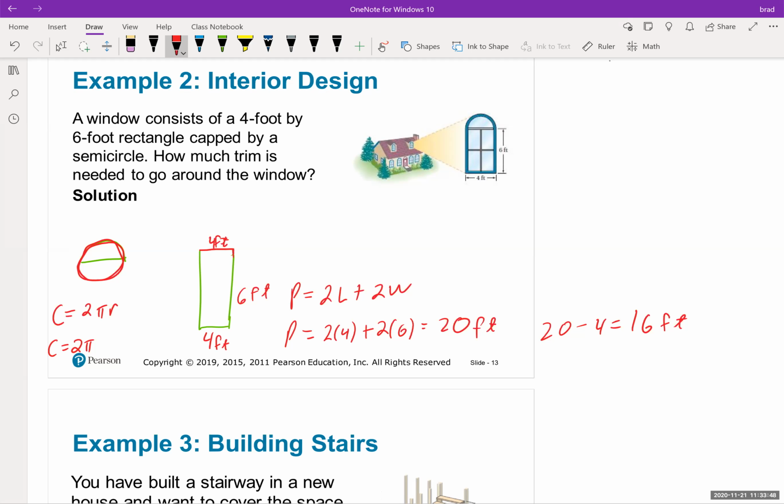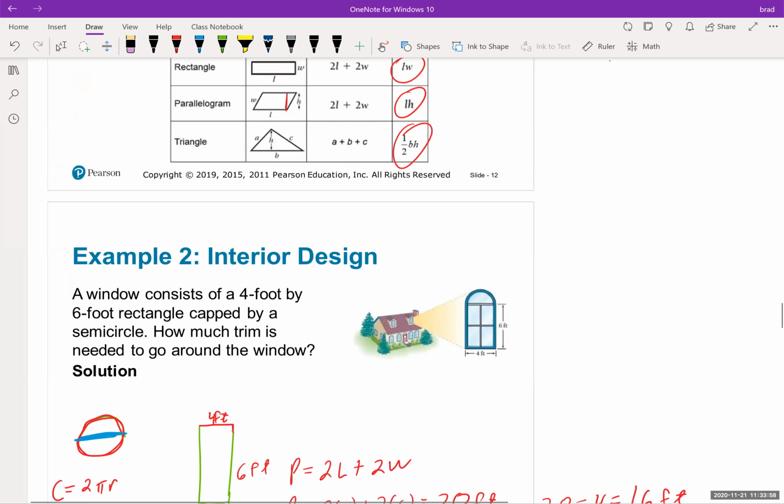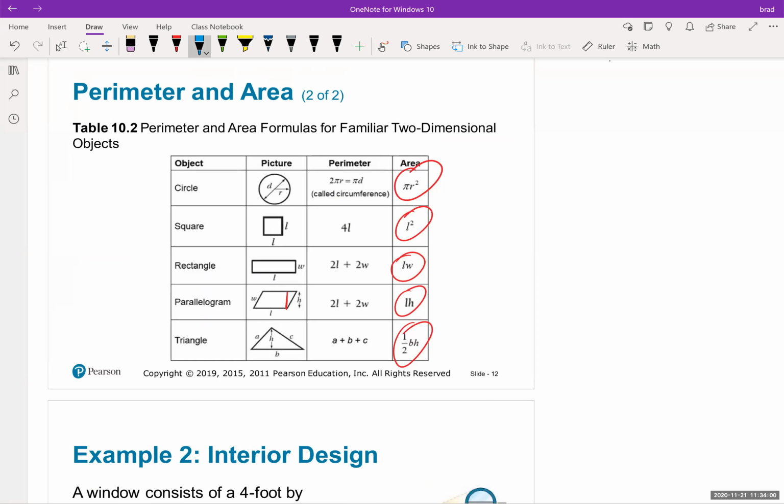Now, the radius is this distance here, right? That distance there is the diameter, okay? So let me see if we can use their formula. I bet they use pi times d. If you're given the diameter, you can use pi times d. If you're given the radius, you can use 2 pi r.